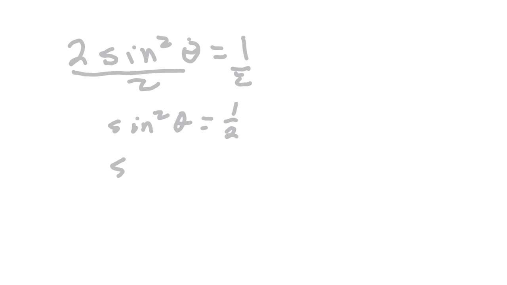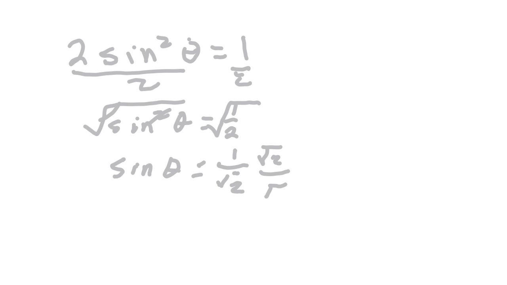So now I have sine theta. If I take the square root of both sides, like this, these cancel out, so I'm left with sine theta equals, well, square root of 1 is 1, and then that's going to be 1 over square root of 2. Well, can't have that. So we've got to rationalize this. So this will be square root of 2 over 2. So not my answer, but my equation that I'm left with is sine theta equals square root of 2 over 2. And then it goes back to, like I said, the unit circle.